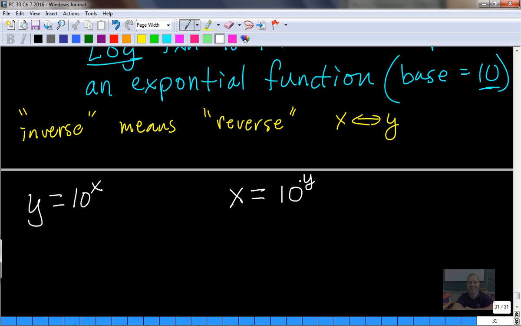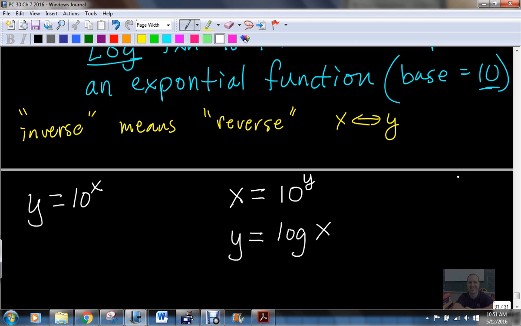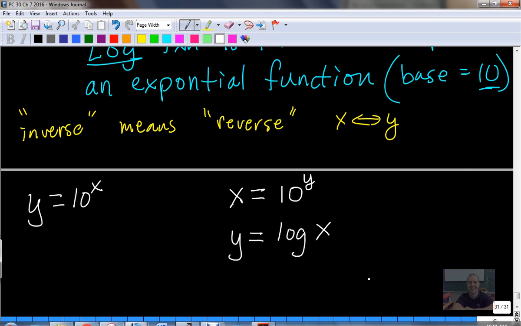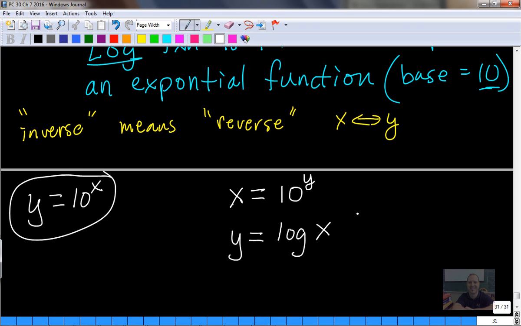Well, that's where logarithms come in, okay? And so what we end up having here is that you can just go ahead and we'll flesh this out a little bit more, but in the inverse here, y equals log of x. That's how you get it out of there. And again, we'll go into this in a little bit more detail, but this right here and this right here are inverse functions of each other.